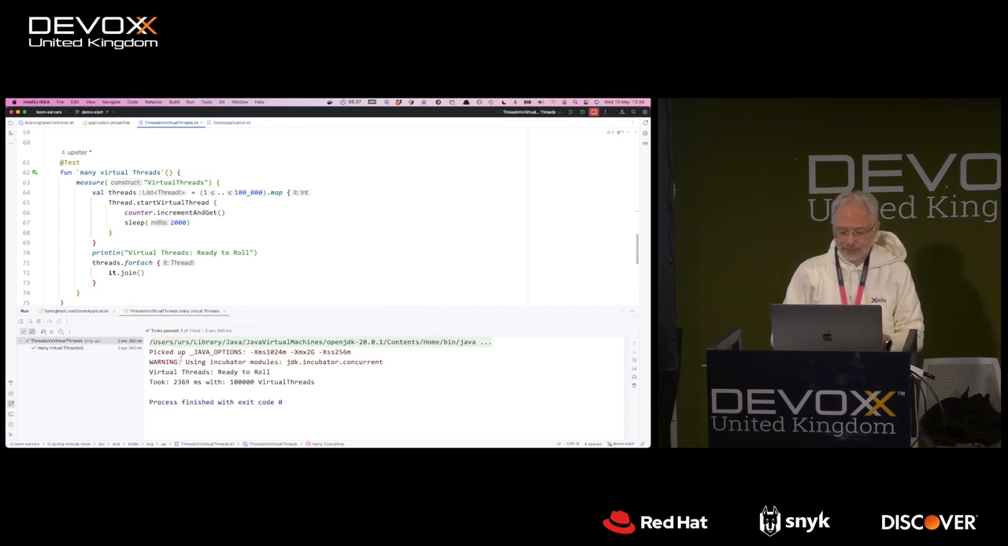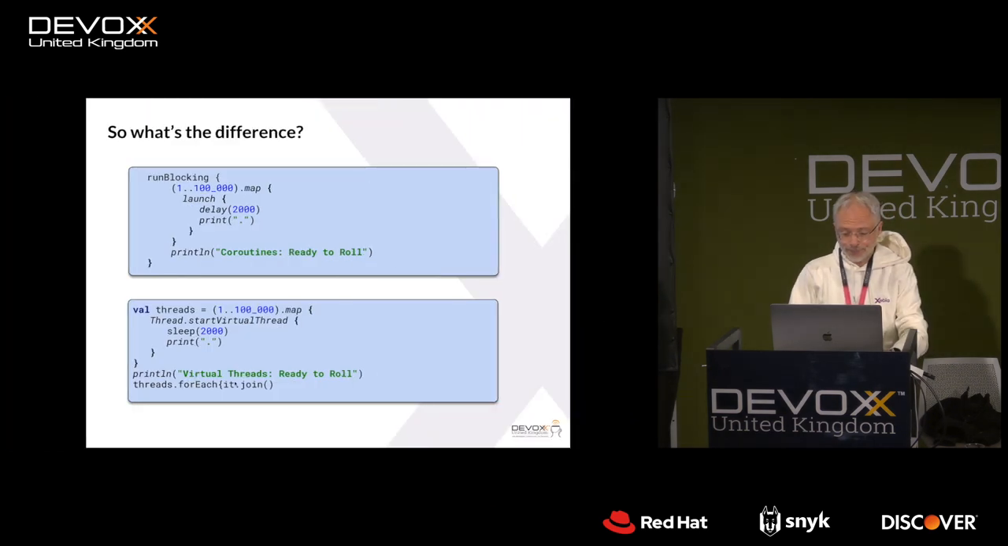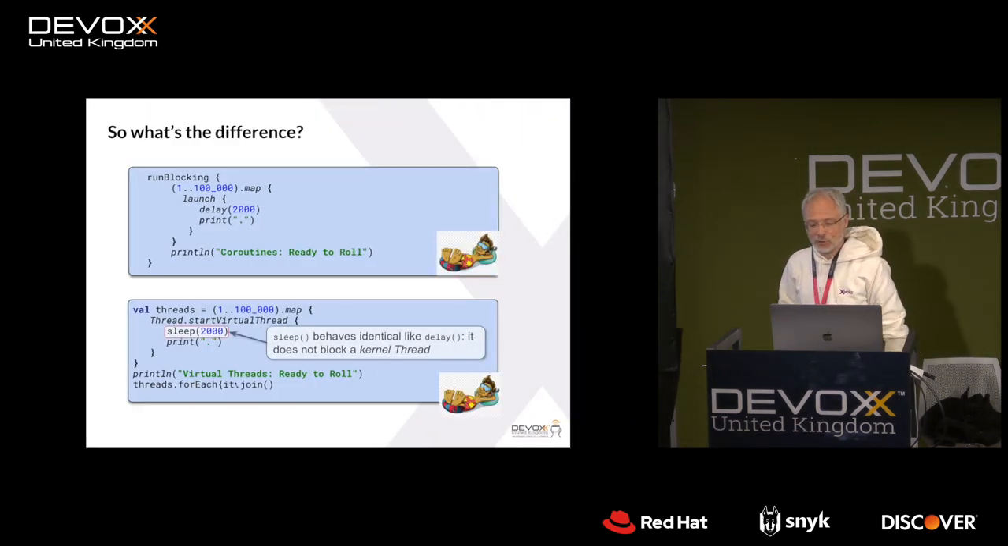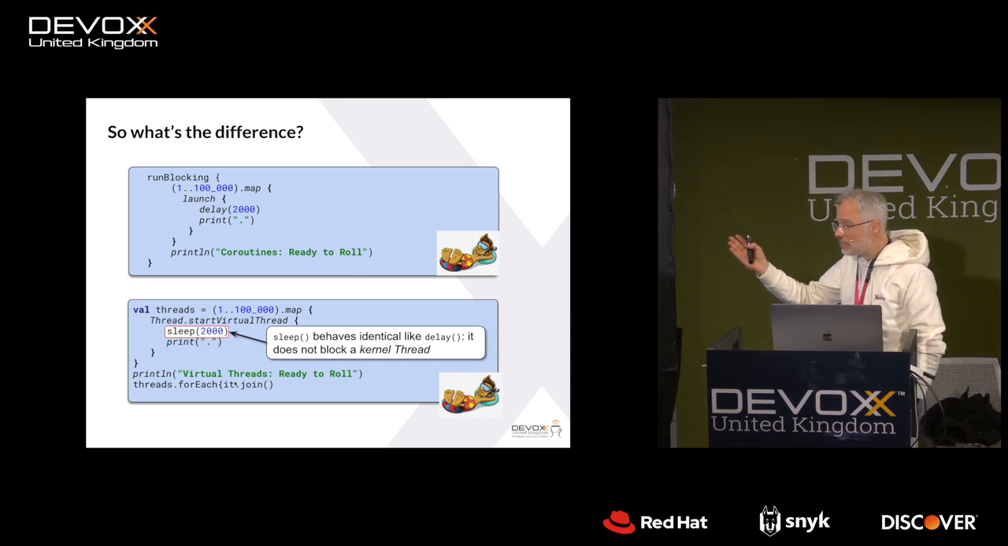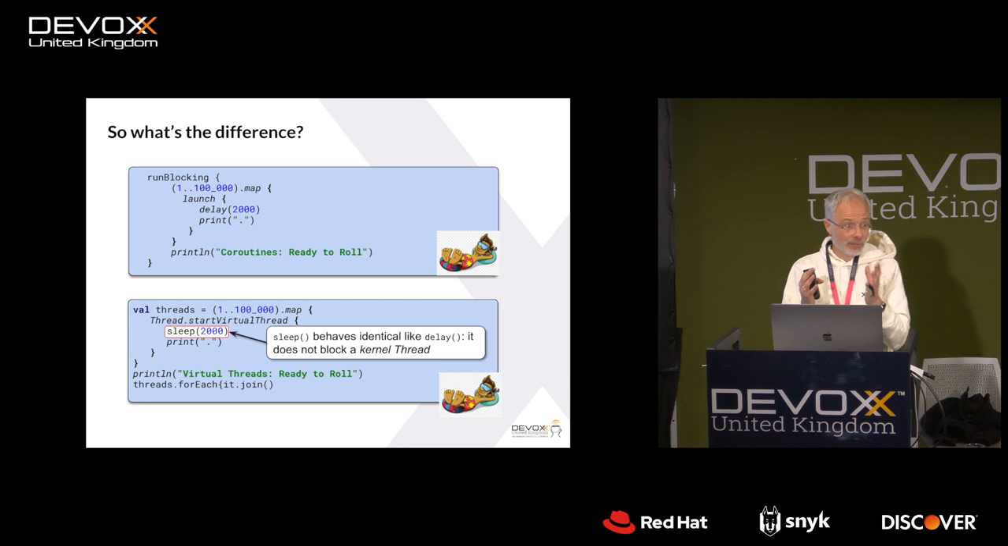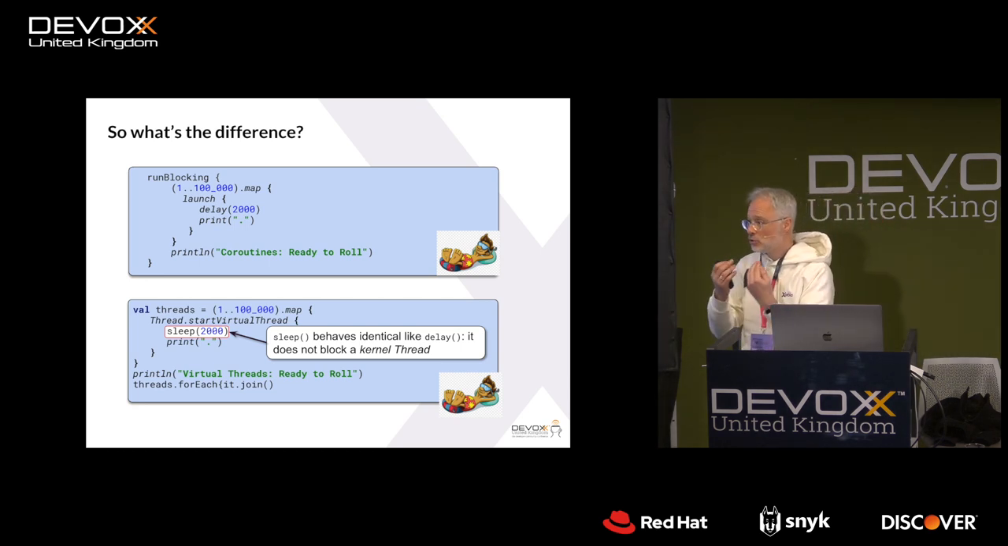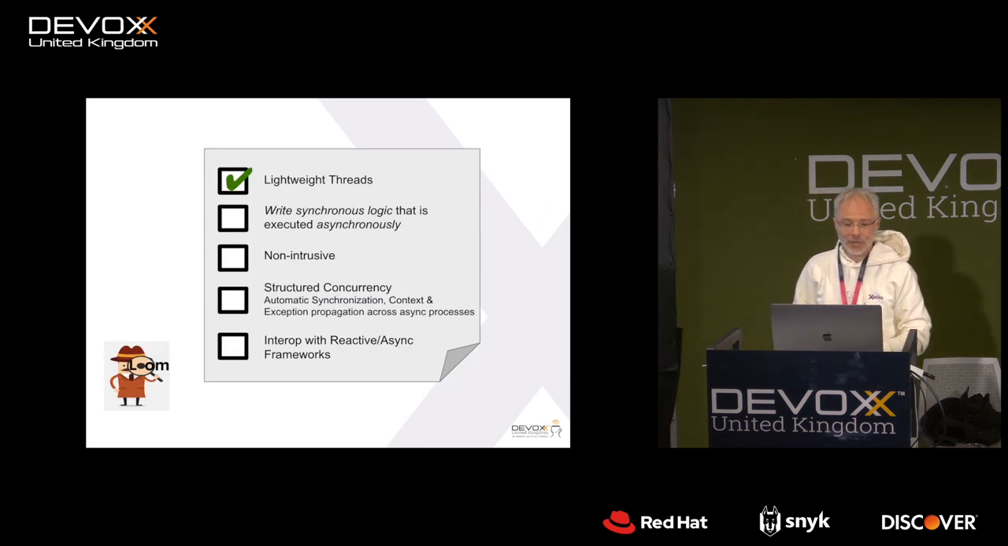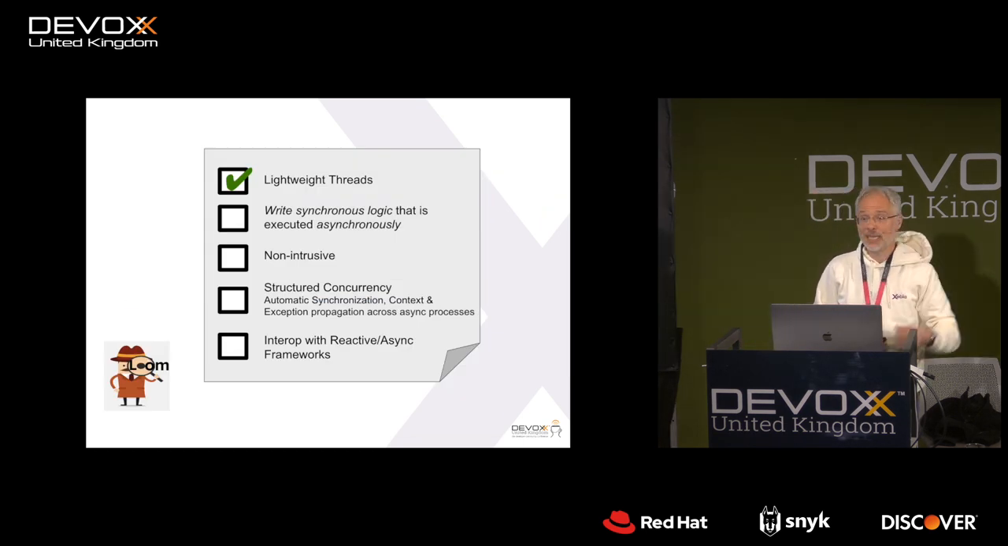Running these virtual threads, 100,000 is really a piece of cake to create them. So in both cases, easy peasy. So apparently the sleep method now behaves differently, right? It doesn't block a real thread, a real resource. It has the same kind of characteristic as delay, which means suspend and resume at a later time. So lightweight threads, yes, we can check that.